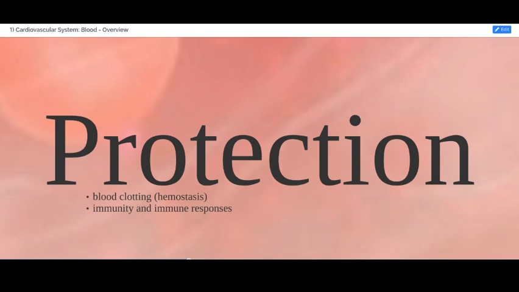And then also blood is related to protection of the whole body as its role in immunity. One of the major players in immunity are white blood cells, so obviously from their name they are part of the blood, and they're often transported throughout the body by the blood. They move into other tissues and have other effects, but at their root they're part of the blood.